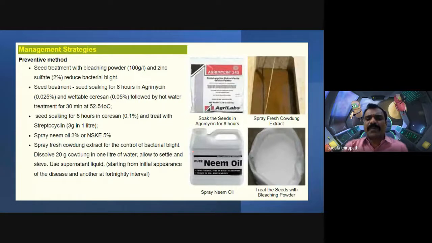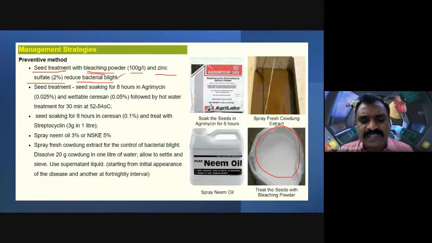And what are the preventive methods we adopt for controlling this disease? In integrated pest management, or the disease management system, we have to use seed treatment. Yesterday we also discussed seed treatment with bleaching powder. See here, this is the bleaching powder. For seed treatment, we must use bleaching powder at 100 gram per liter. Along with this seed treatment, zinc sulfate 2% reduces the bacterial blight.